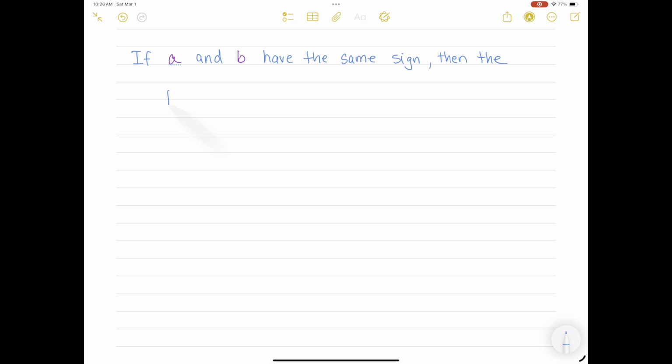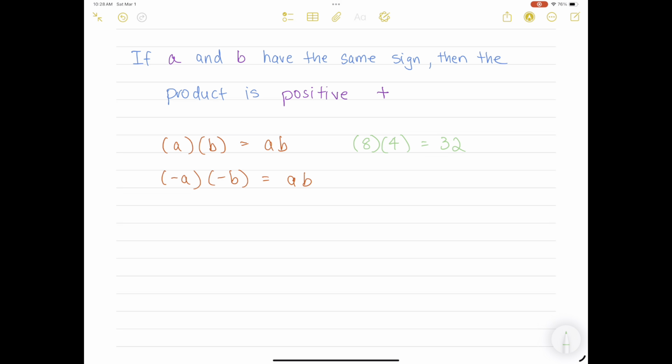If the factors a and b have the same sign, then the product is positive. So positive a times positive b equals a positive ab. Negative a times negative b also equals a positive ab. So in looking at numerical examples, 8 times 4 equals a positive 32. Negative 8 times negative 4 also equals positive 32.